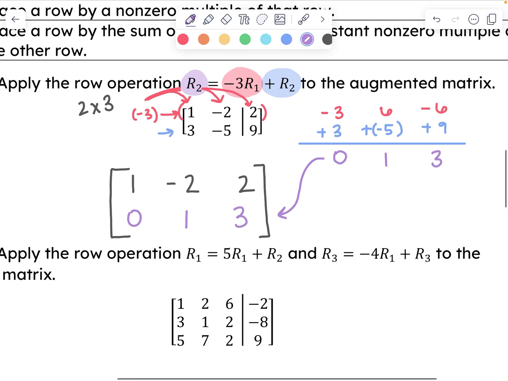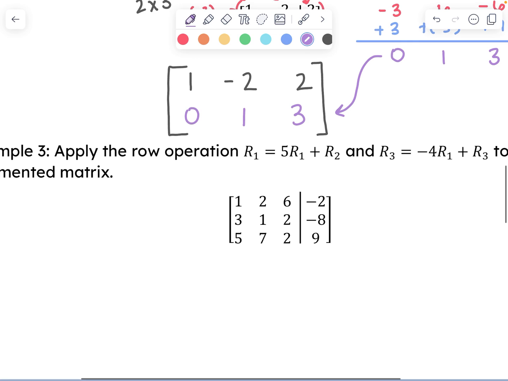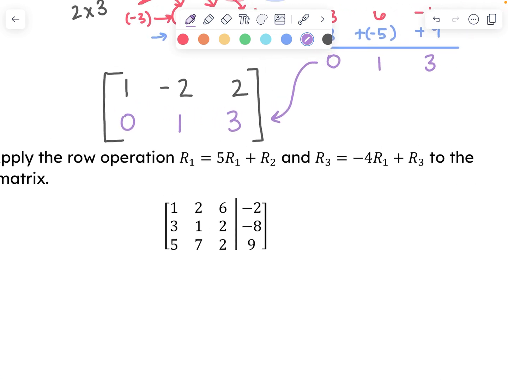Let's do some others. In this one, for example 3, we have a 3 by 4 matrix. We've got 1, 2, 3 rows and 1, 2, 3, 4 columns. So this one is a 3 by 4 matrix. We've got 2 different row operations that we're going to do here. So the first one says R1 equals 5R1 plus R2. So I'm going to start with my 5R1. I'm going to take everything in this first row and multiply it by 5.